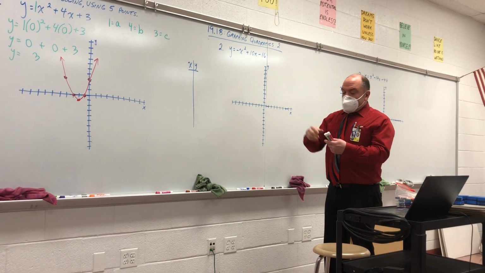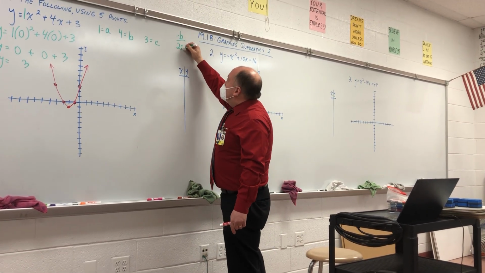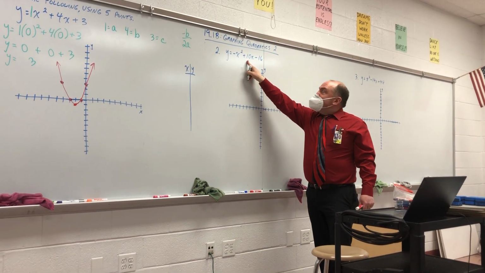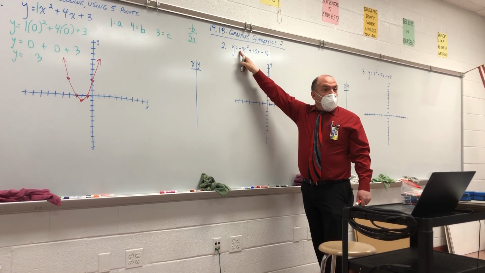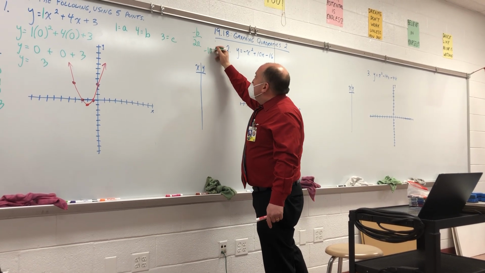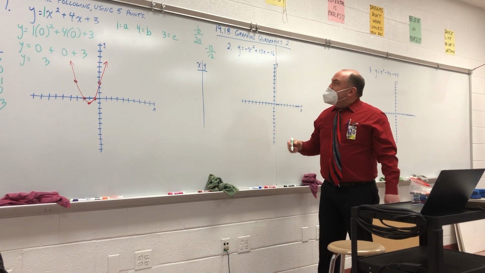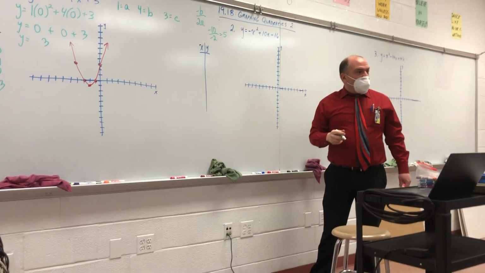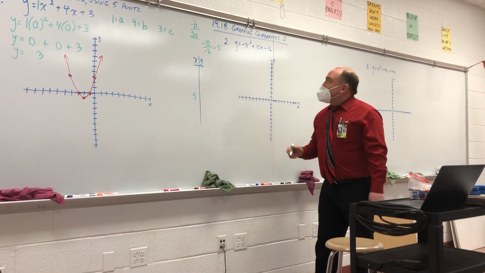Same thing. All right? We're going to do negative b over 2a. I'm going to do negative 10 over 2 times negative 1. Negative 10 over 2 times negative 1 is negative 2, right? Negative 10 over negative 2 is positive 5. Would you agree with that? Yes. So I'm going to plot 5 first.